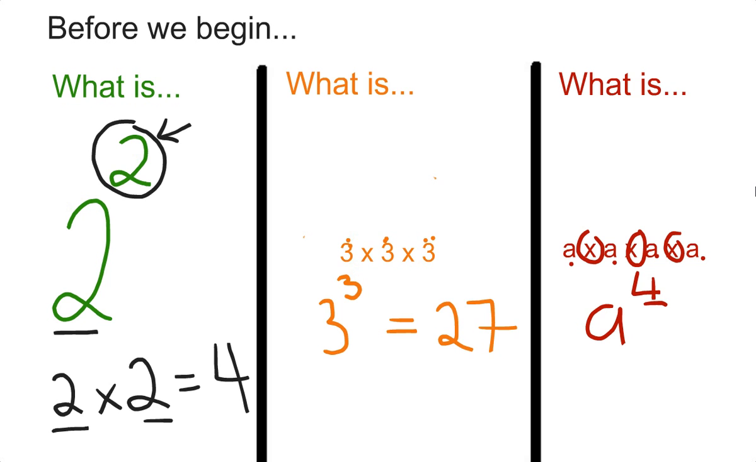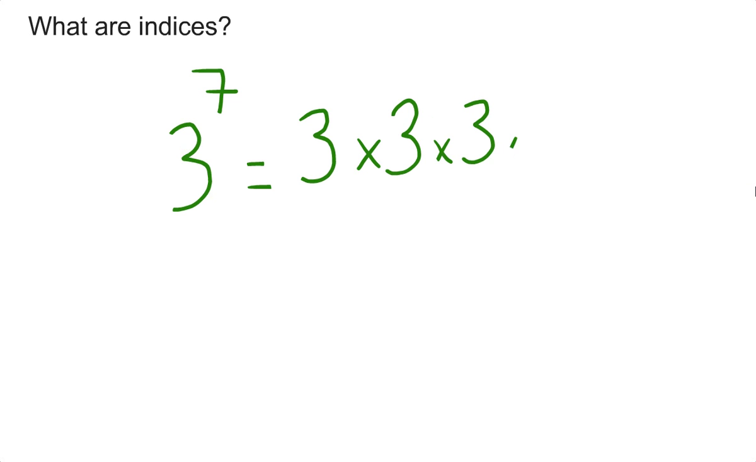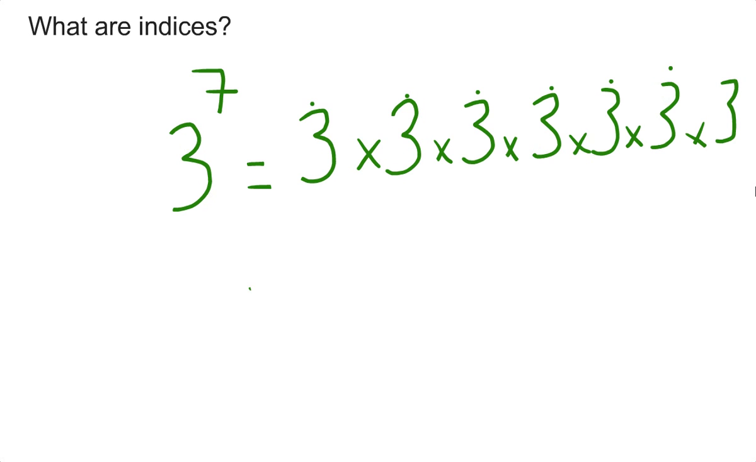Okay, so now we're going to move on to the first part of the lesson. What are indices? Well, indices are numbers that are in the air. That's not a very technical way of putting it, but let's take, for instance, 3 to the power 7. All that means is 3 times 3 times 3 times 3 times 3 times 3. Now have I finished? 1, 2, 3, 4, 5, 6. No, it needs to be times by 3 again. And that would give us quite a big number, which I'm not going to work out.